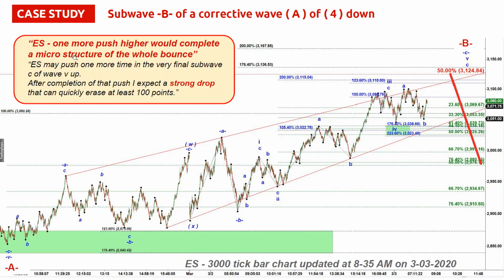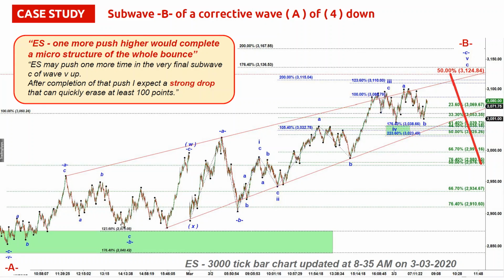ES, one more push higher would complete a microstructure of the whole bounce. ES may push one more time in the very final subwave C or wave 5 up. After completion of that push, I expect a strong drop that can quickly erase at least 100 points. Let me explain you why. Remember, we discussed two alternatives.